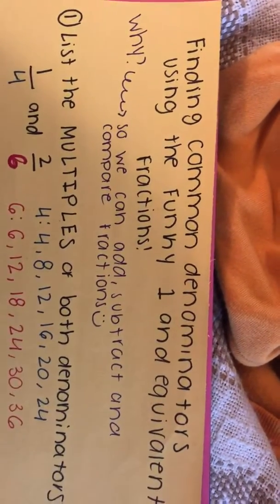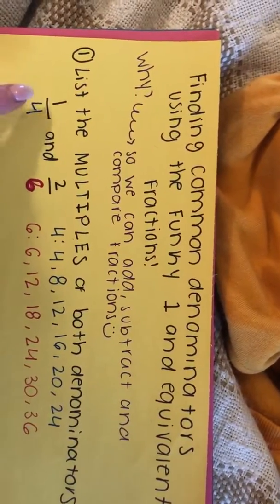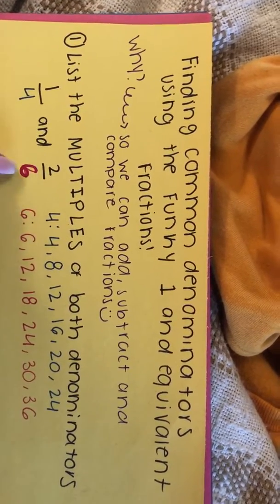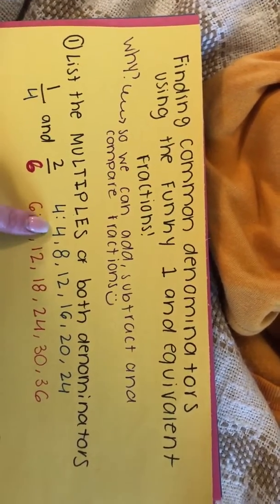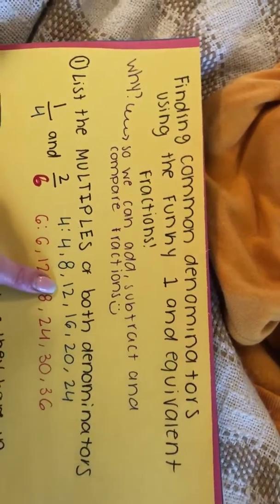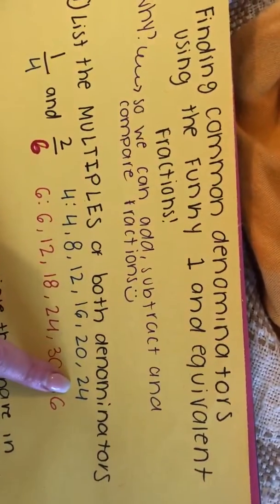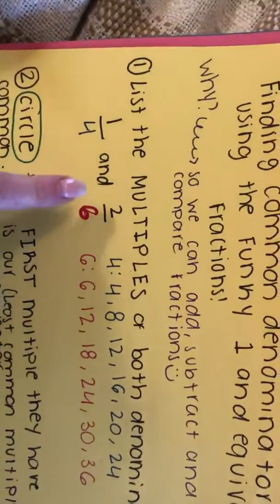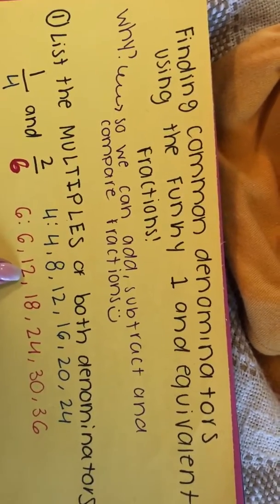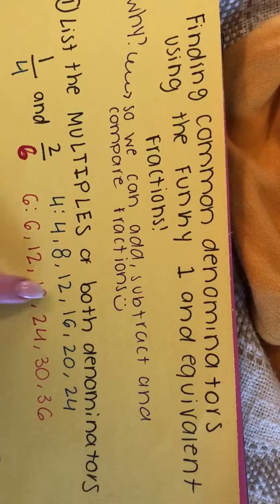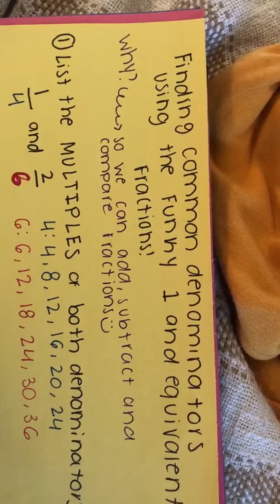So step 1 is listing the multiples of both denominators, those bottom numbers. So I have a denominator of 4 and a denominator of 6, and I listed the multiples. 4 times 1 is 4, 4 times 2 is 8, 4 times 3 is 12, 4 times 4 is 16, 4 times 5 is 20, and 4 times 6 is 24. And then I'm going to do the same for my second denominator, 6. 6 times 1 is 6, 6 times 2 is 12, 6 times 3 is 18, 6 times 4 is 24, and 6 times 5 is 30, and 6 times 6 is 36.